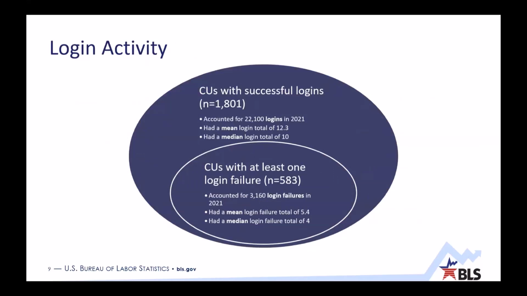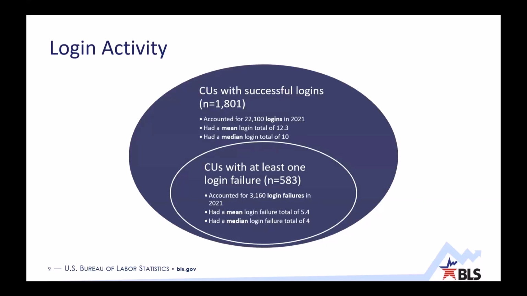In this slide, we display the login activity in two overlapping groups. First, all those with successful logins, like we mentioned, and then those with successful logins as well as login failures. The larger bubble represents the group that had at least one successful login, and they accounted for 22,100 logins over the course of the year, with an average of 12.3 per user and a median of 10 per user.